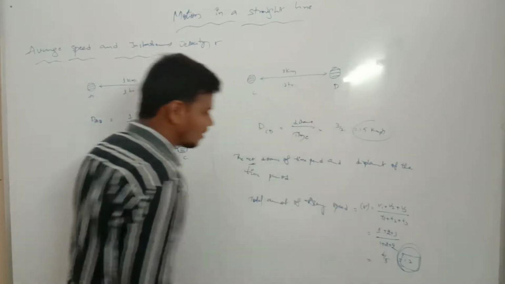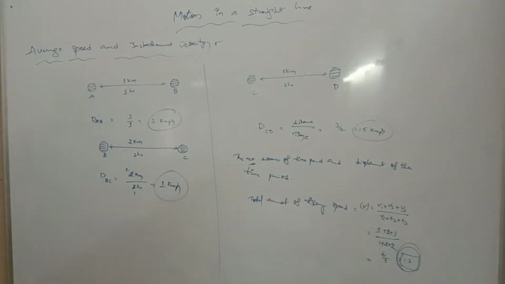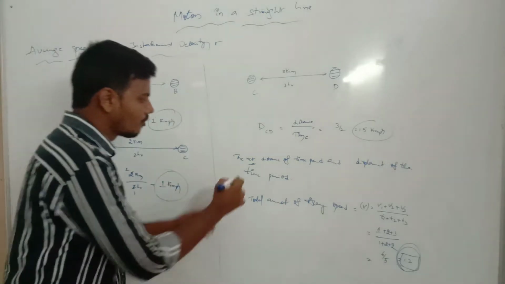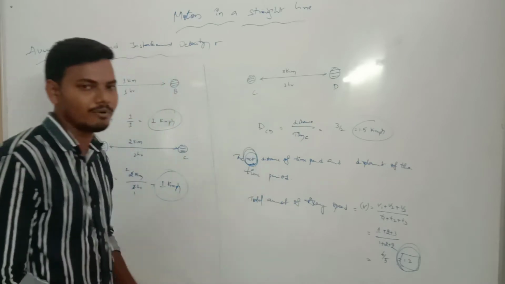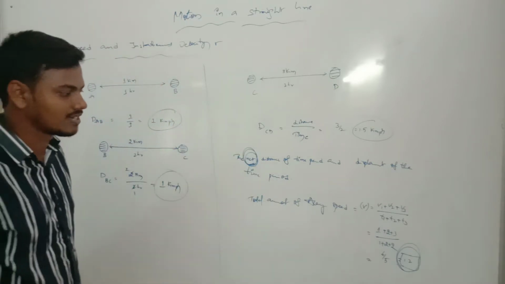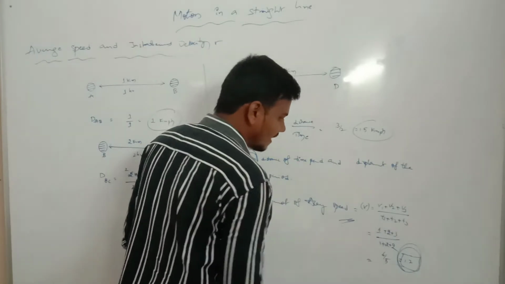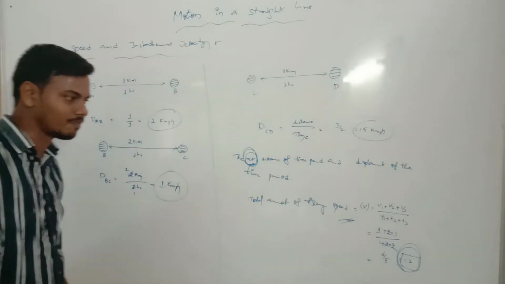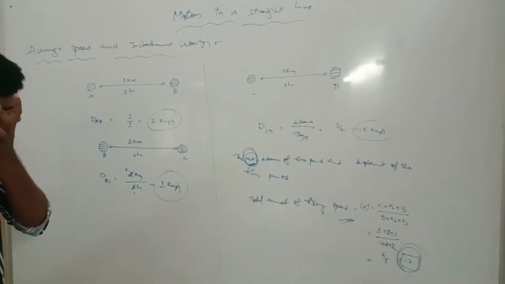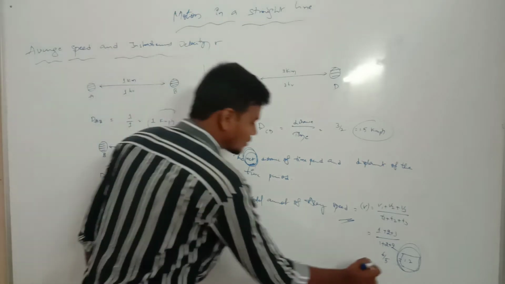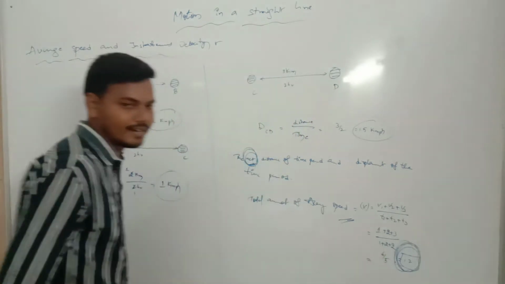Now this is the statement of a property. So average speed and instantaneous velocity. Now average speed we are getting at A to B, at B to C, at C to D. The overall net, meaning the total amount of average speed, is equal to V is equal to V1 plus V2 plus V3 by T1 plus T2 plus T3. So this is the average portion of the numerical system.